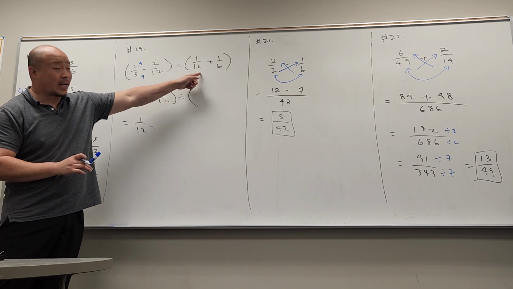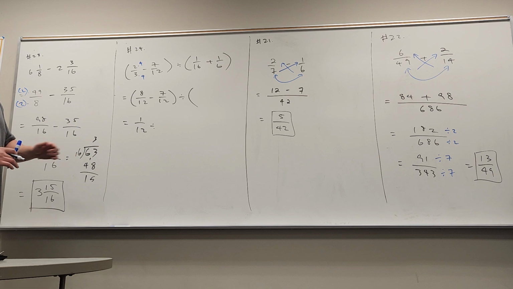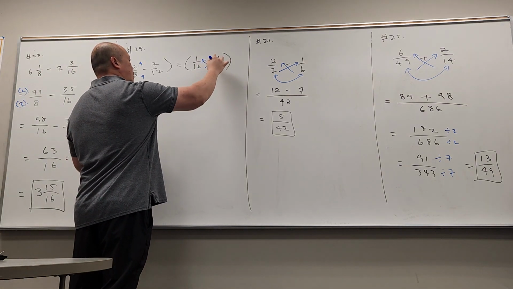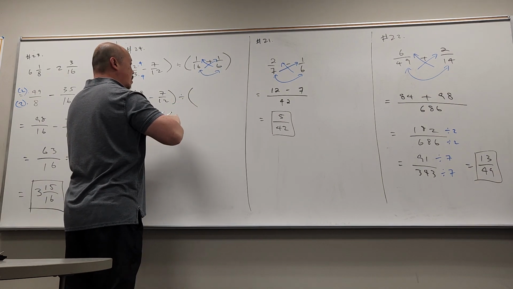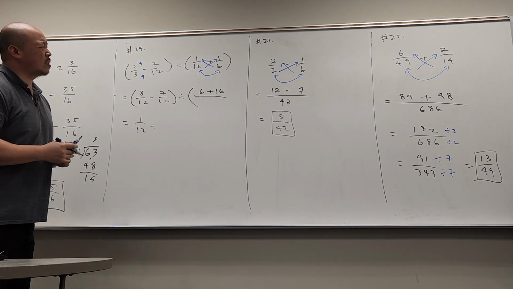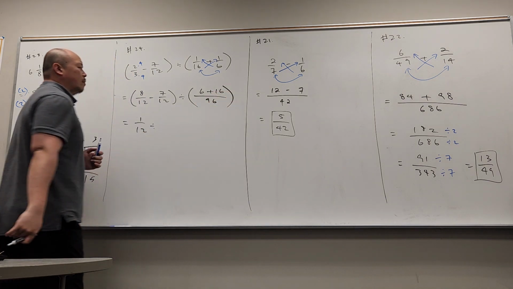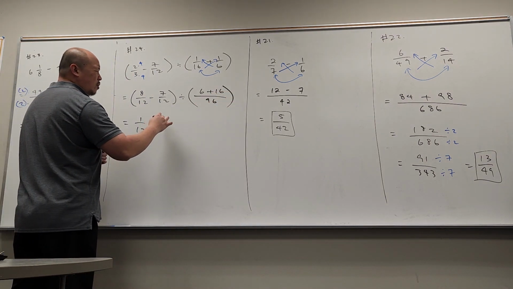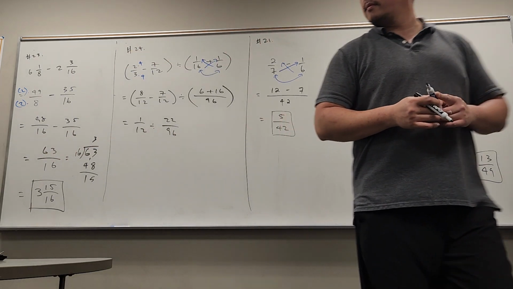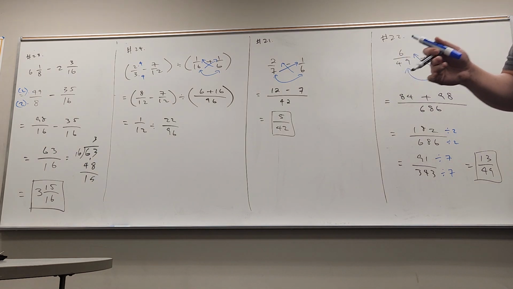Now let's work on the guy on the right. You got 16 and you have 6. Well, the way I see it is, you can do a smiley face if you want, right? So that will be 6 plus 16, and 6 times 16 is what? 96. So I get 22 over 96.